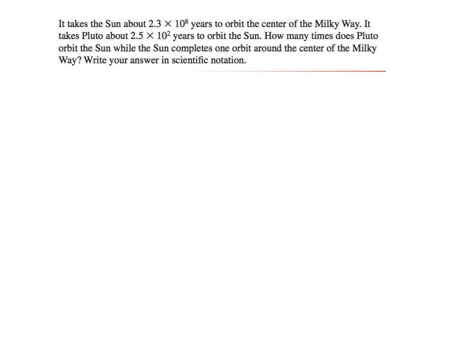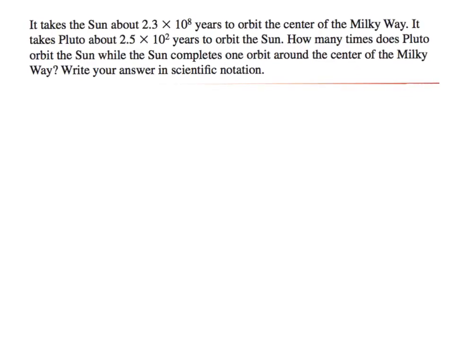It takes the sun about 2.3 times 10 to the 8 years to orbit the center of the Milky Way. It takes Pluto about 2.5 times 10 squared years to orbit the sun. How many times does Pluto orbit the sun while the sun completes one orbit around the center of the Milky Way? Write your answer in scientific notation. So we have to divide. Now the sun is a bigger number because we're taking 2.3 times 10 to the 8th. So we're going to divide 2.3 times 10 to the 8th divided by 2.5 times 10 squared.